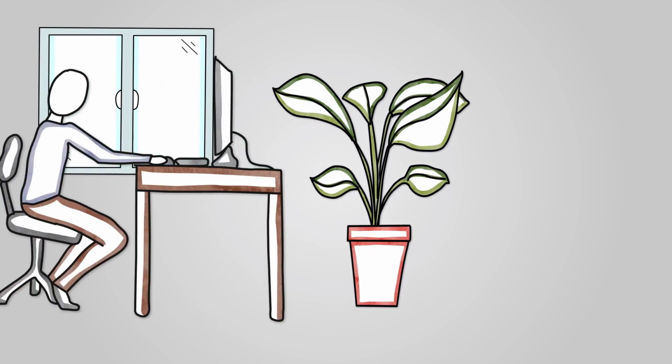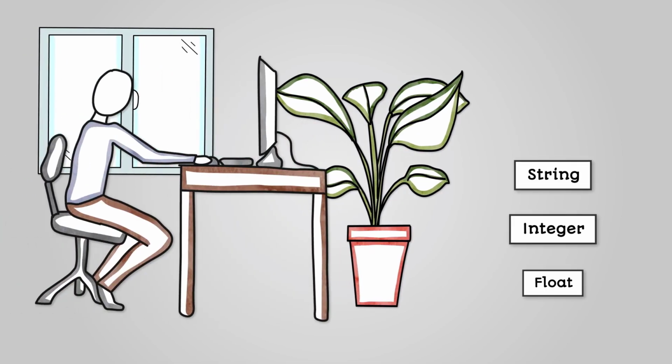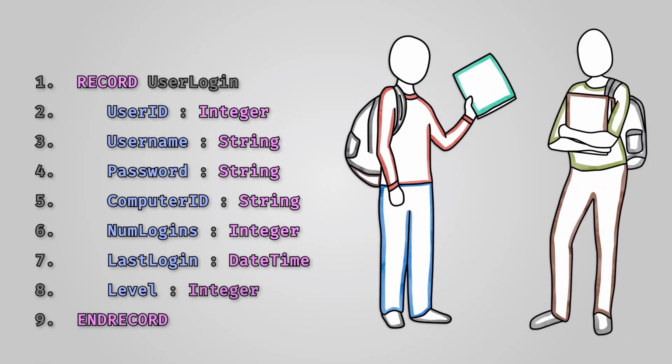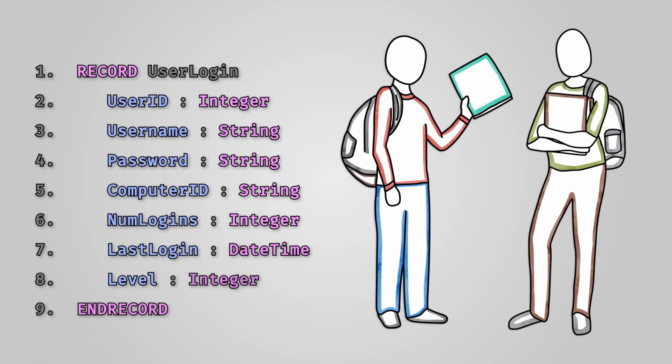We have used data types such as string, integer, and float. These data types are inbuilt and available to us. In some programming languages, we can create our own data types. Pascal and C# refer to these as structs. A custom data type could be defined in pseudocode like this.